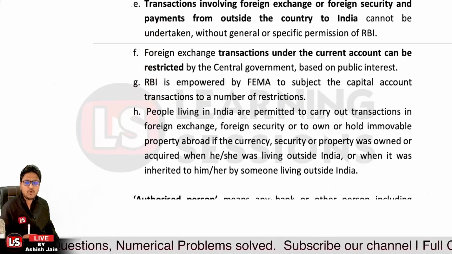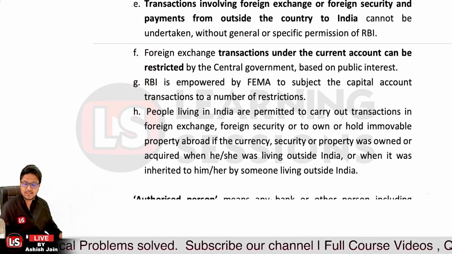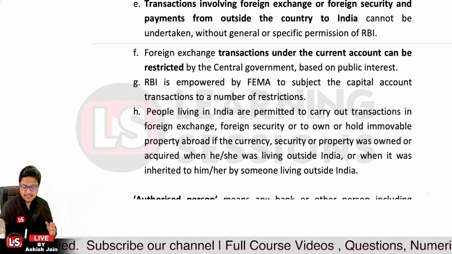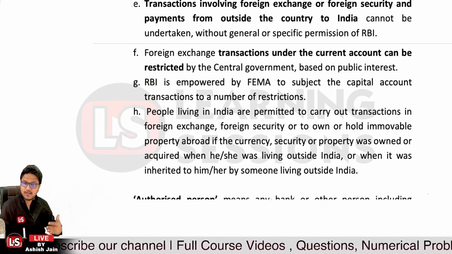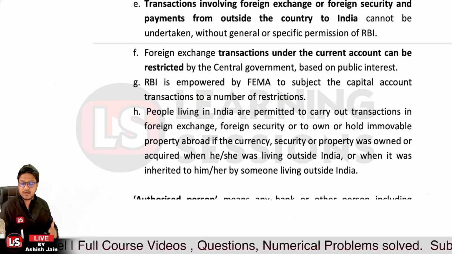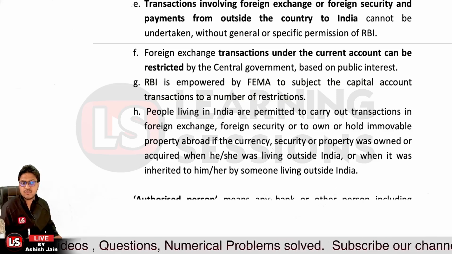Okay, then it's related to people who are living in India, they are permitted to carry out transactions in foreign exchange. As I already told you, the LRS is there. So if they want to make payment for their medical purposes, if they are moving abroad, if they are going to gift someone or donate to someone, there are liberalizations related to the same.